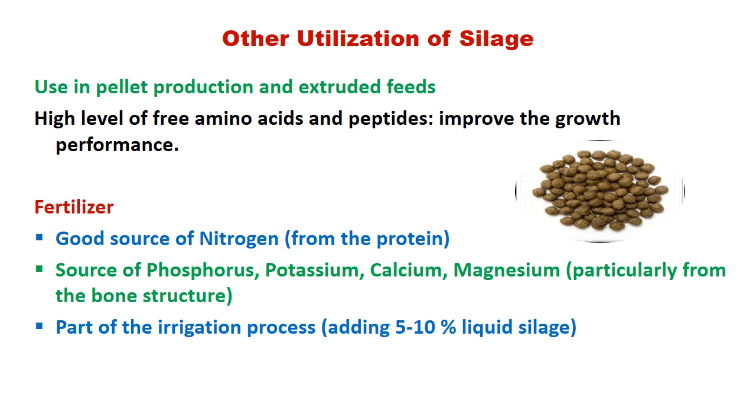It is also used as fertilizer because it is a very good source of nitrogen from the protein, and also a very good source of important minerals like phosphorus, potassium, calcium, magnesium. Particularly when the bones are present in good amount, it becomes a very good source of all the minerals. This can also be used in the irrigation process, simply adding it as a liquid at 5 to 10% in the irrigation, and that can be a very good way of fertilizing.